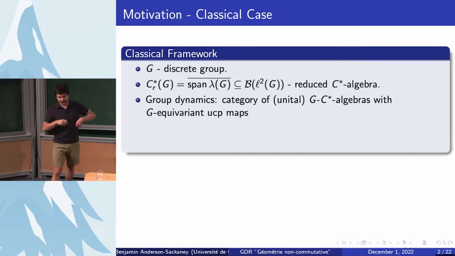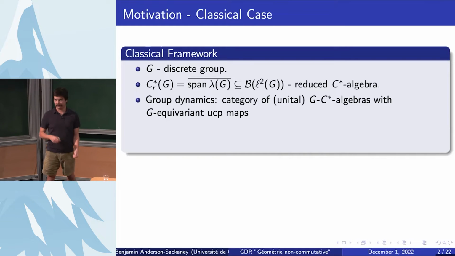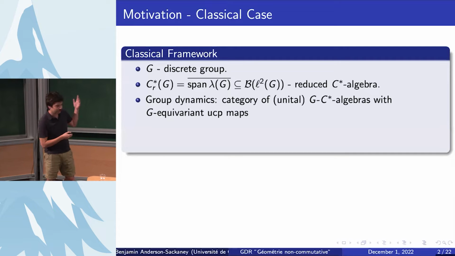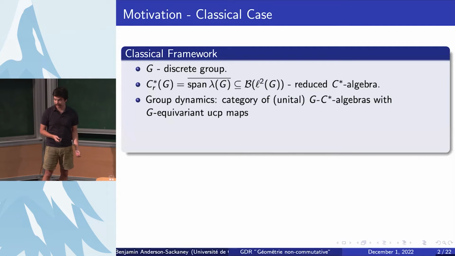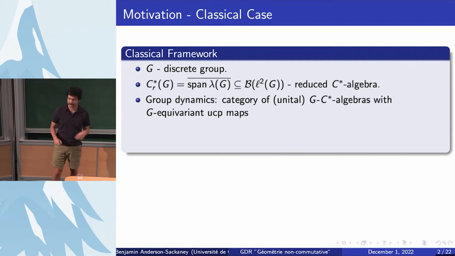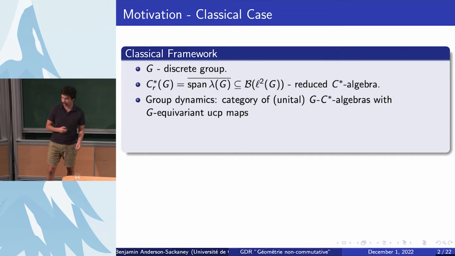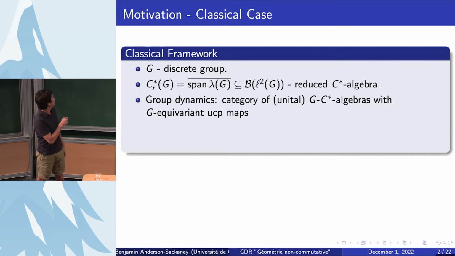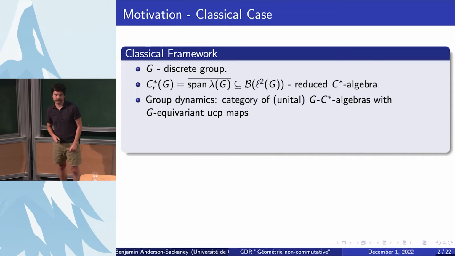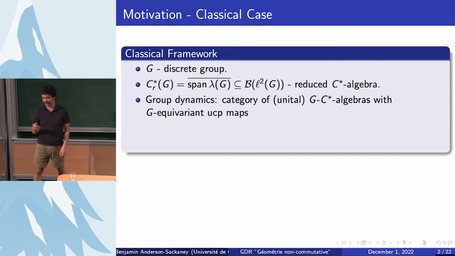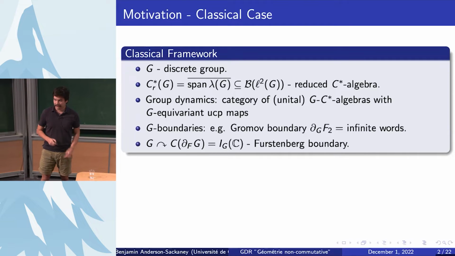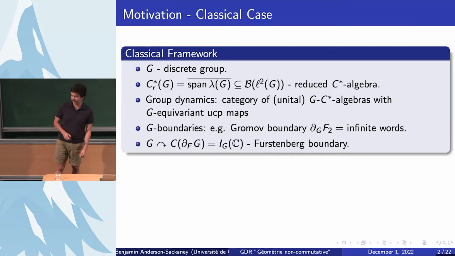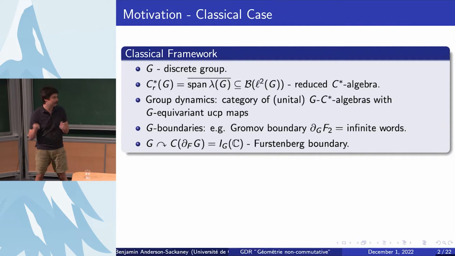And we have this notion of group dynamics. Basically, when I'm talking about group dynamics, I'm talking about it in this framework where we have unital G C-star algebras, which are unital C-star algebras on which G acts by star automorphisms. And we consider this category equipped with the morphisms of G-invariant unital completely positive maps. So they're maps that respect the group actions. In this category, we have the special class of G C-star algebras, G boundaries. I'll talk a bit more about the definition of that later.